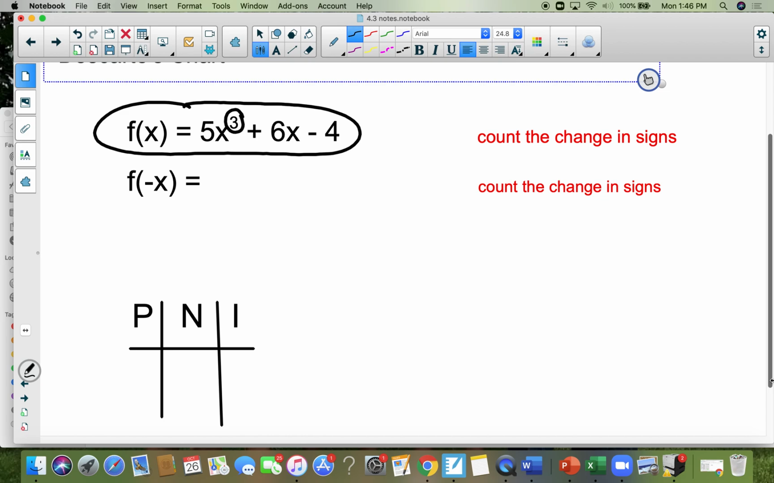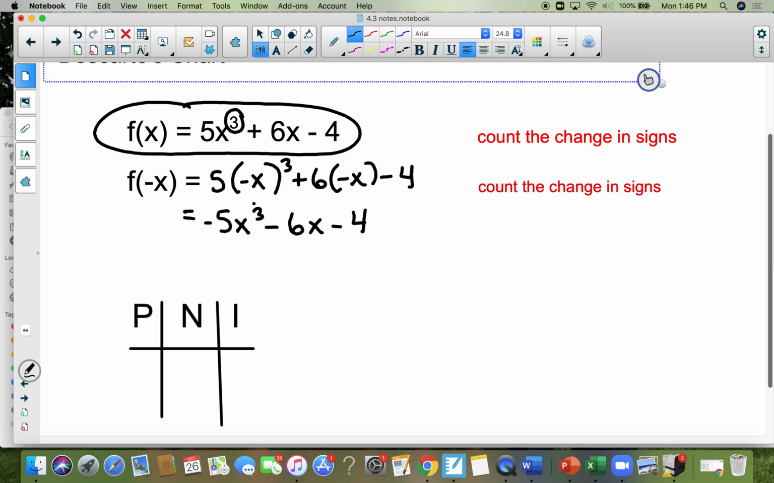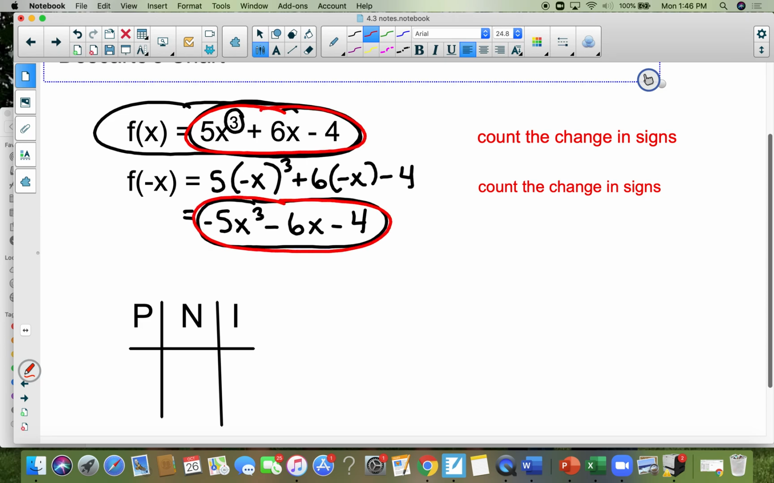But what you're going to do is you're going to do f of x is 5x to the third plus 6x minus 4. And then you're going to replace the x with a negative x, which makes a negative 5x to the third, a negative 6x, and a negative 4. So I'm going to circle this one and this one. This one is going to go here for the positive, and this one right here is going to go for the negative. And what you do is you count the change in signs.